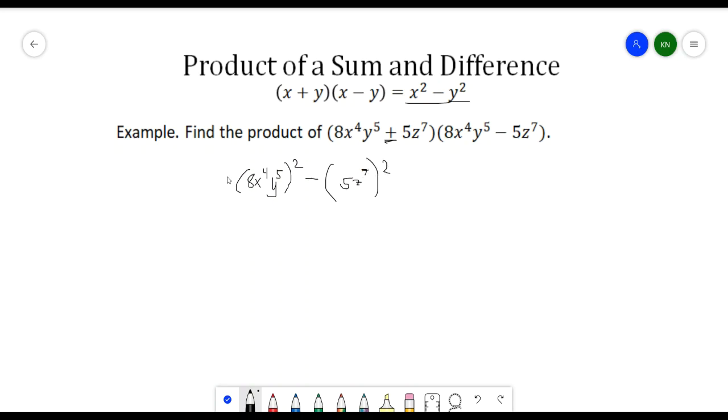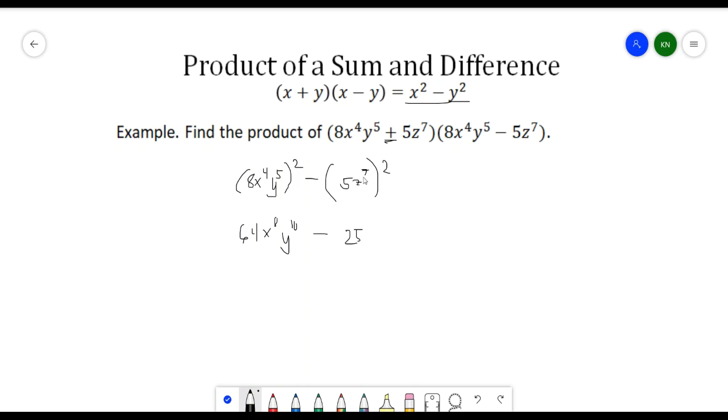So applying the laws of exponents, we have 8 times 8, that is 64. x, 4 times 2, that is 8. y, 5 times 2, that is 10. Minus 5 squared, that is 25.